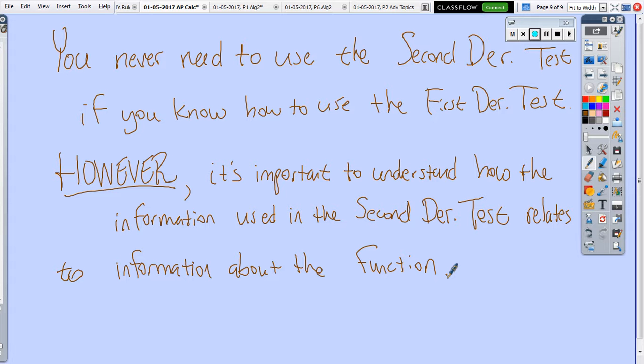Okay, then throw the analogy out the window. You never need to use the second derivative test if you know how to use the first derivative test. However, it's important to understand how the information used in the second derivative test relates to information about the function. So what does that mean? This is where we're talking about concavity and so forth.